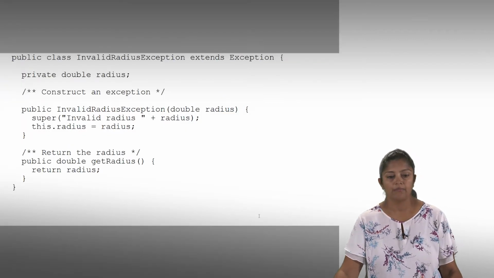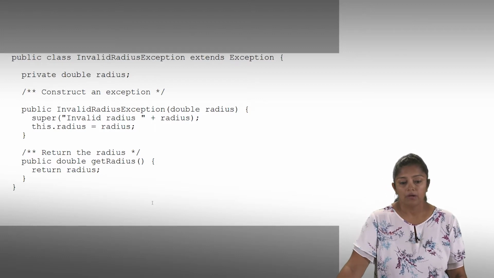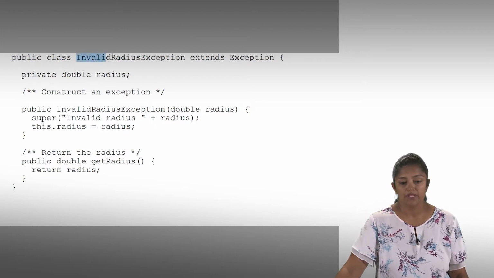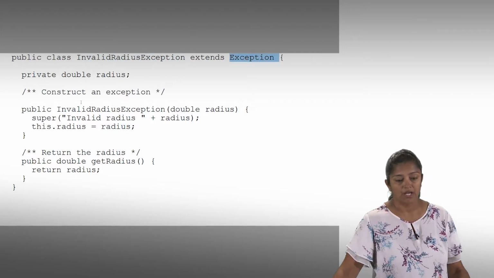So here's the invalid radius exception class. The way you create your custom class is, you give it your custom exception name and extend one of the existing exception classes from the API. In this case, I'm extending the generic exception class.